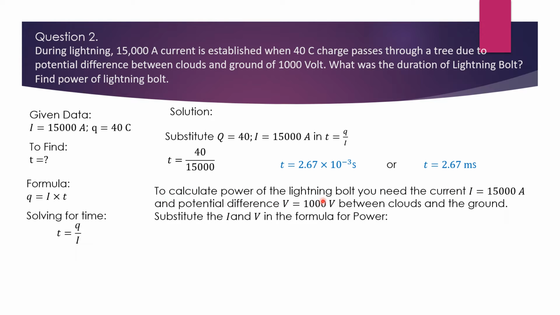To calculate power of the lightning bolt, you need the current I, 15,000 ampere, and the potential difference V equal to 1000 volt between clouds and the ground. Substitute I and V in the formula for power, P is equal to IV. That means P is equal to 15,000 into 1000. That multiplication results in 15 followed by 6 zeros, watts. So P is equal to 15 into 10 power 6 watts, or it can be written as P is equal to 15 megawatts.